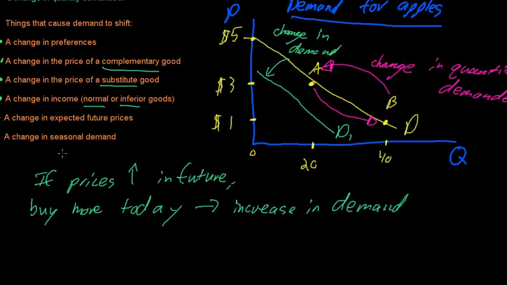And then flip this around: if prices are going down in the future, if you think things will be cheaper later, you'll wait to buy them, so you'll buy less today, and that will be a decrease in demand.